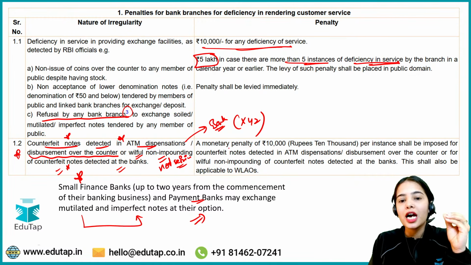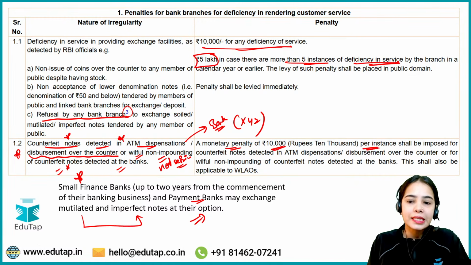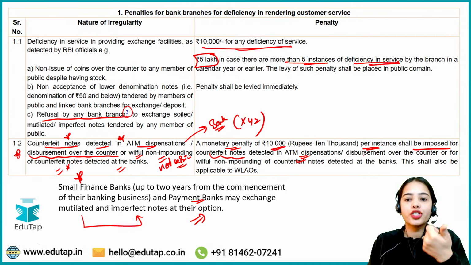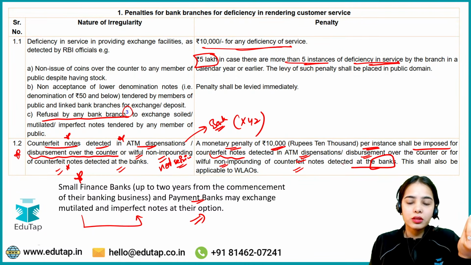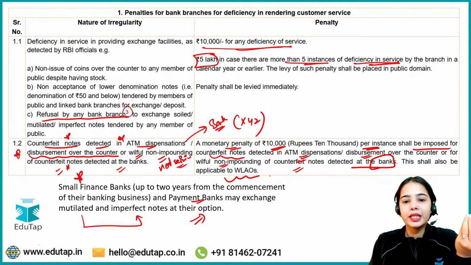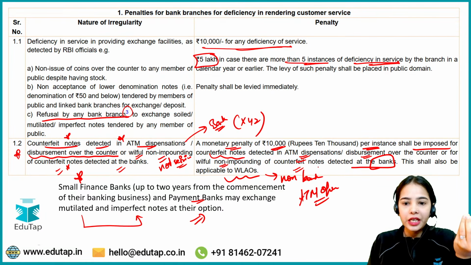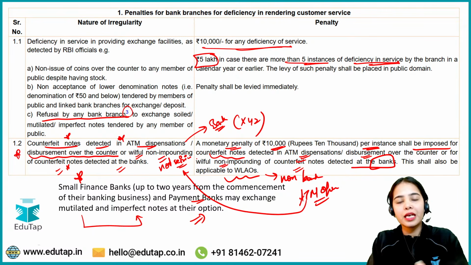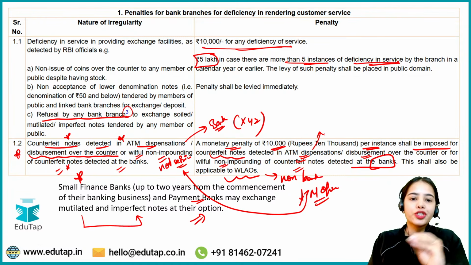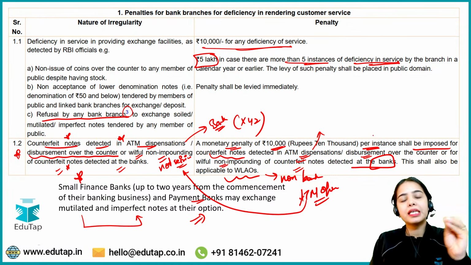In any of these cases, a monetary penalty of 10,000 rupees per instance shall be imposed for the counterfeit notes that are detected in the ATM dispensations, disbursement over the counter, or the willful non-seizing, non-impounding of the counterfeit notes detected at the banks. Even for the white label ATM operators, that are the non-bank ATM operators, this same thing will be applicable. The same penalty will be applicable if there are counterfeit notes detected in the ATM dispensations. So the monetary penalty of 10,000 per instance will be applied.